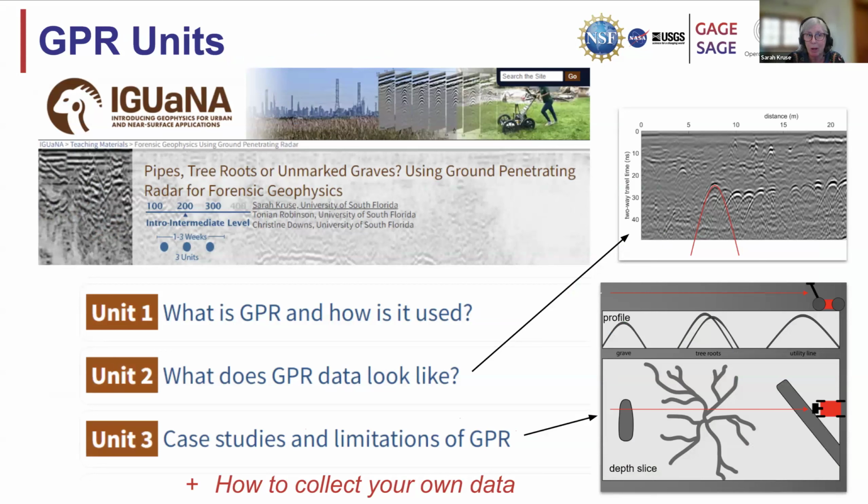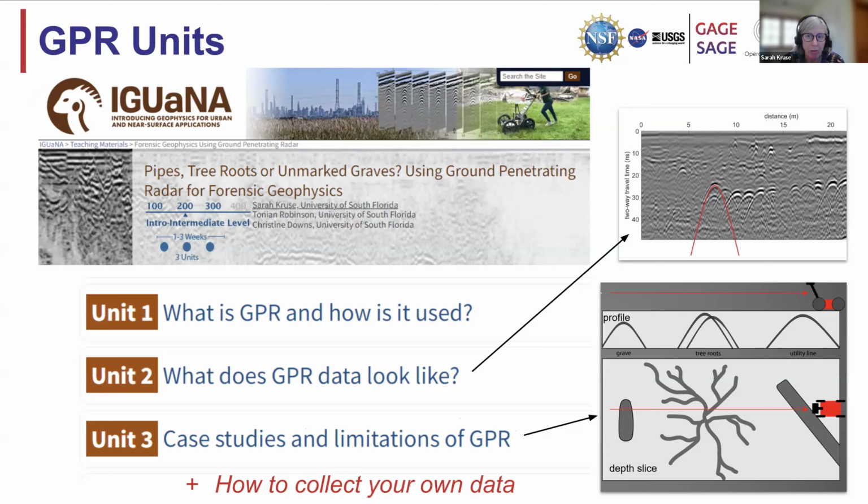So the ground penetrating radar, or GPR module, has 3 units. The first one is just an introduction to the method. The second one lets students actually do some basic processing of GPR data using an app. And then the third one gets into a little bit more about where and when GPR works and doesn't.